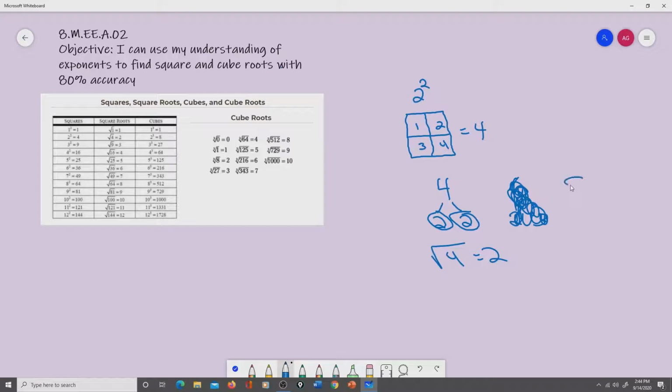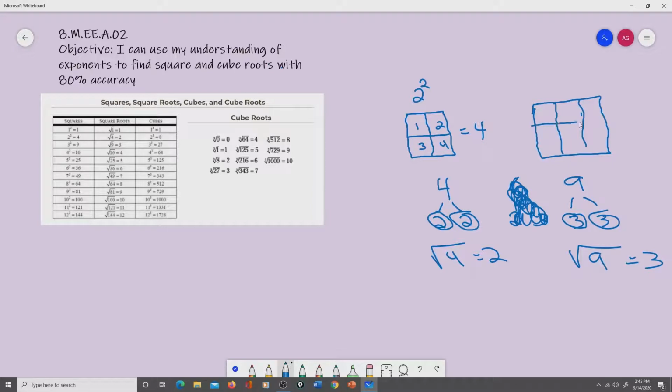So let's look at another one. Let's look at 9. Again, 9 breaks down to 3 and 3. So then I know that the square root of 9 is equal to 3. And so that's really nice. And again, I can look at a square with 9 tiles in it. And there's a 3 by 3 square. 1, 2, 3, 4, 5, 6, 7, 8, and 9.